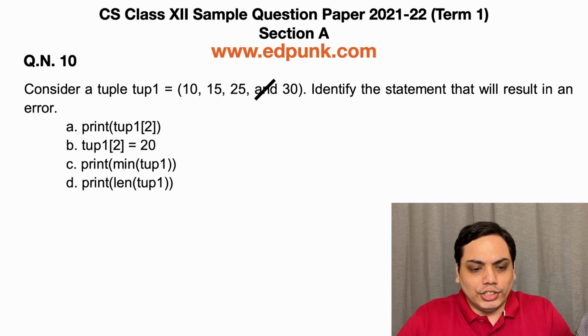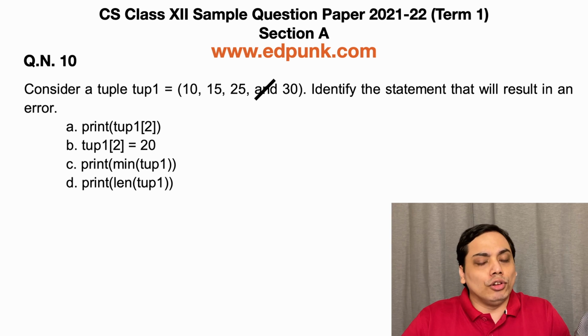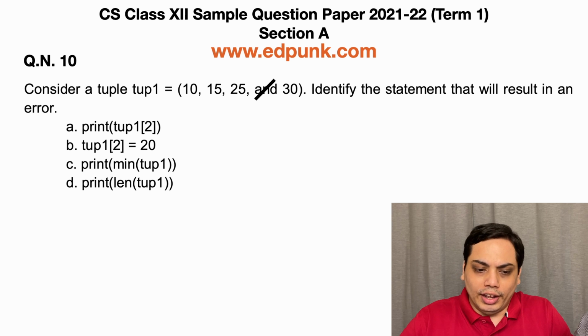Let us now go through the next question, which is question 10. Consider a tuple TUP1 equal to items 10, 15, 25, and the next item is 30. Identify the statement that will result in an error. Option A is print of TUP1 of 2. Option B is TUP1 of 2 equal to 20. Option C is print min of TUP1. And option D is print len of TUP1.